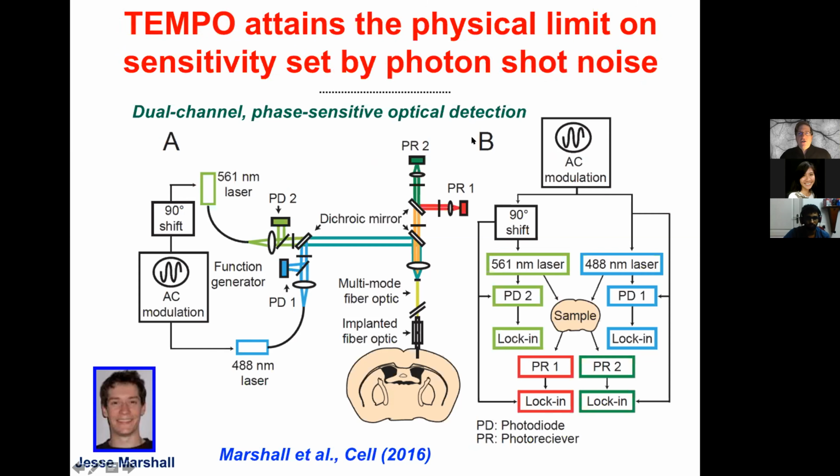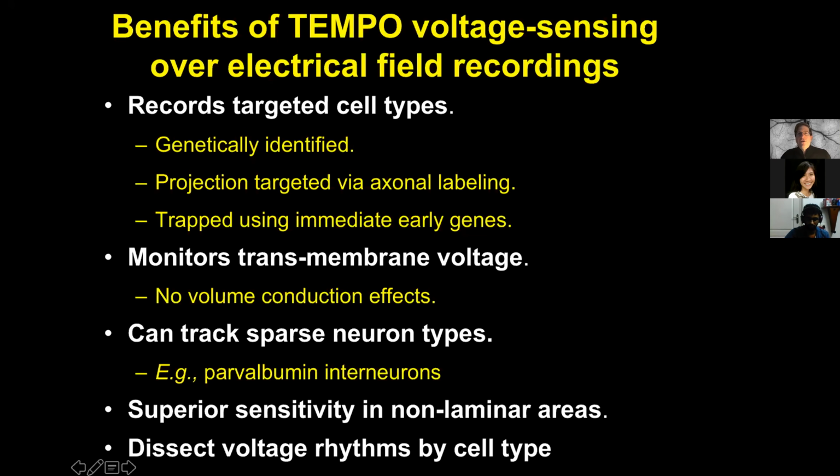And what Jesse showed was that this approach attains the physical limit on measurement sensitivity that is set by photon shot noise. And so despite the fact that the animal can be running around, and we can have hemodynamics, with proper analysis of the data and use of the reference channel data, we can actually get down to the photon shot noise limit.